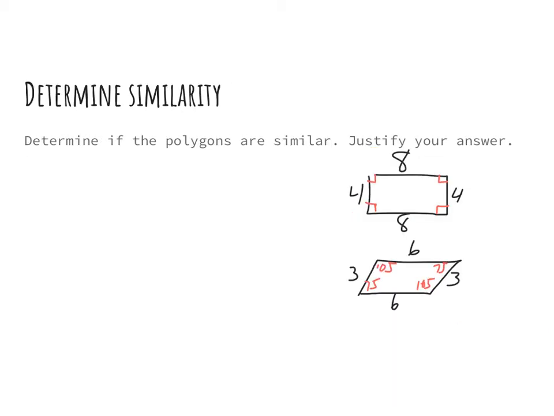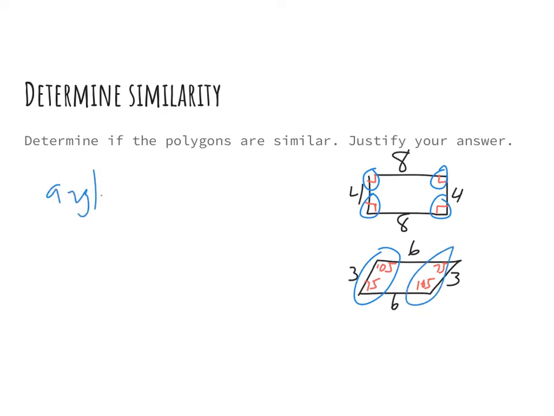The next one, we're determining similarity. We're determining if the polygons are similar or not. Now remember, similar does not mean that they're the same size. It just means that they're the same shape. Shape is usually determined by angles. If we look at our two shapes here, one of them has 90-degree angles everywhere. The other one, as you can see, does not.